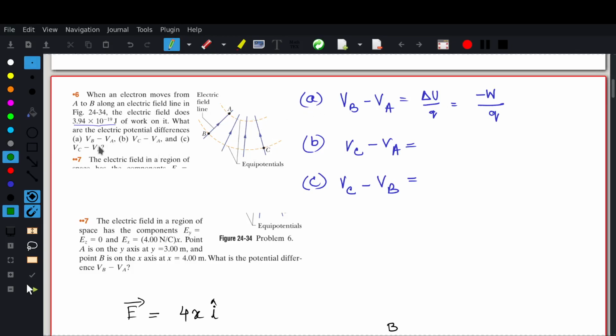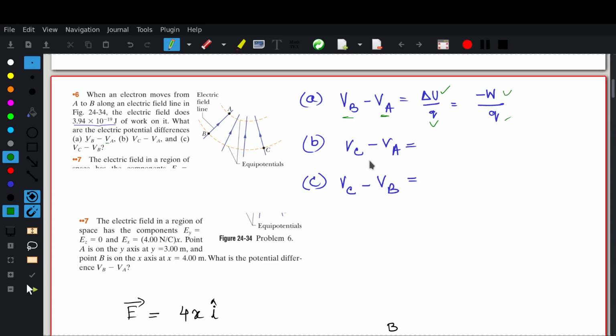So the questions are, what is VB minus VA? Because they lie on different potentials, we will just subtract VA from VB. That will give us the potential difference between A and B. And this potential difference is given by the net amount of work done on this charge by the electric field, divided by Q. So you plug in those values and you get some value.